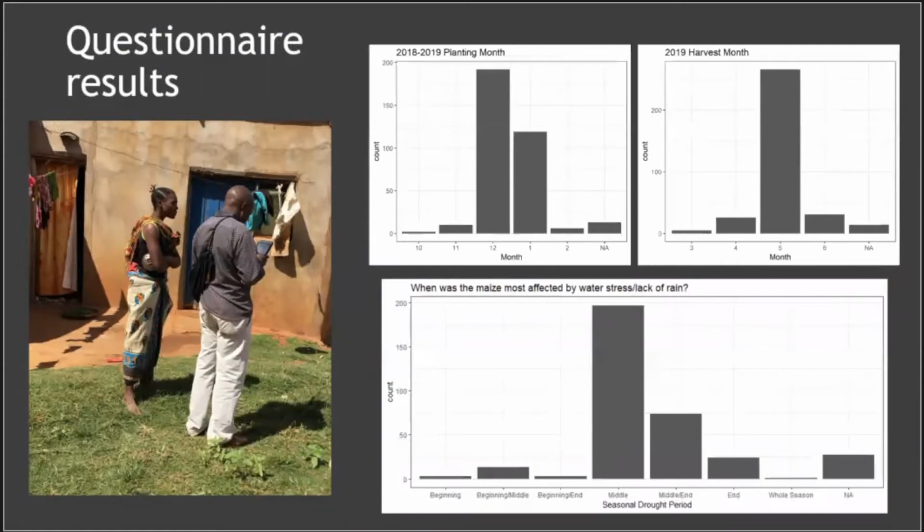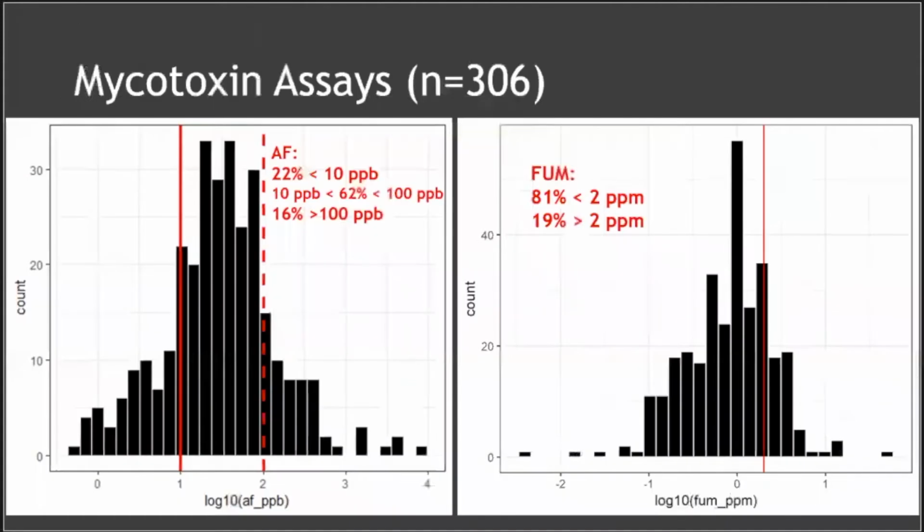And all but one respondent said that they experienced drought this year. And when they experienced drought was mostly in the middle or middle end of the growing season, which correlates to those risk factors that other papers have established.